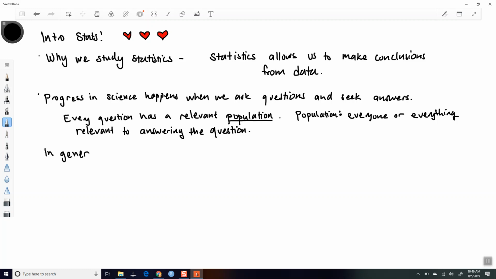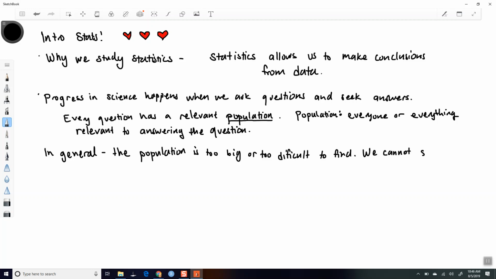However, the issue is that in general, the population is too big to be studied directly or too difficult to track down, okay? The population is too big or too difficult to find, and we cannot study the population directly.